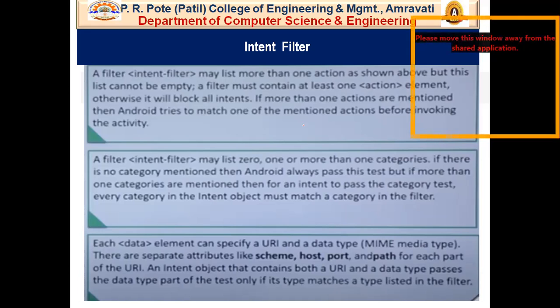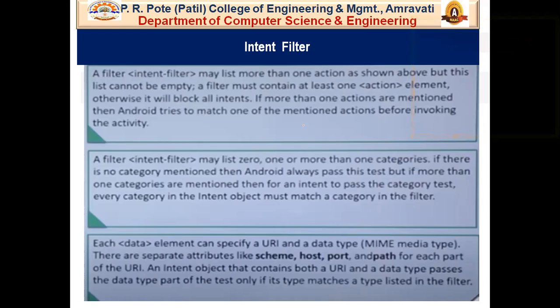And the last one is the data. Each data element can specify a URI and a data type, MIME, that is media type. There are separate attributes like scheme, host, port, and path for each part of the URI. An intent object that contains both a URI and a data type passes the data type part of the test only if its type matches a type listed in the filter.